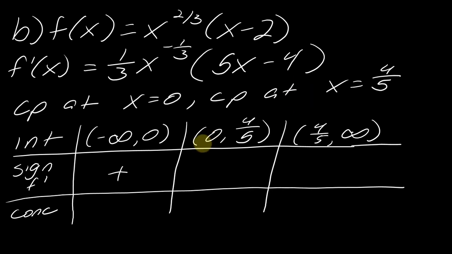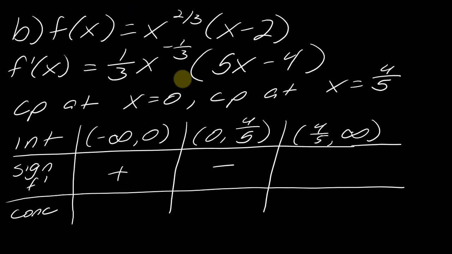And then if I take something in between 0 and 4/5, so let's say I take 1/5, if I plug 1/5 in here, this will be something positive, but if I plug 1/5 in here, this will be really 1 minus 4, so this will be something positive times something negative, so this will be negative ultimately. I don't have to know what the answer is, I just have to know the sign.